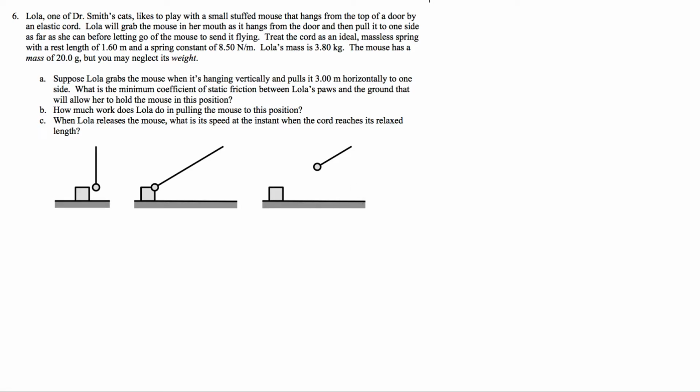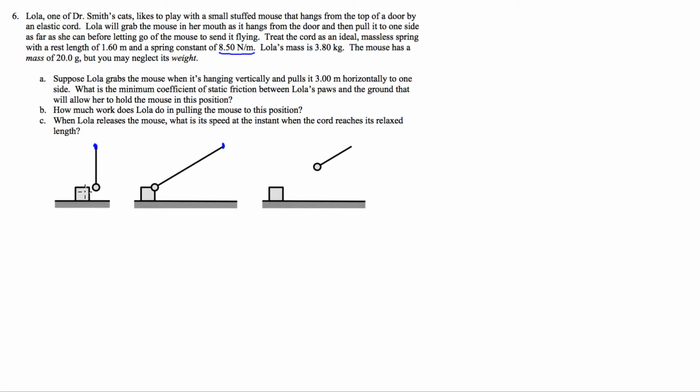Okay, so the problem about Lola and her little toy. It's a little springy cord with a mouse attached to the end, and this is the fixed point up the top, which is attached to a door. The cord behaves like a Hooke's law spring, so it's got a spring constant of this much.